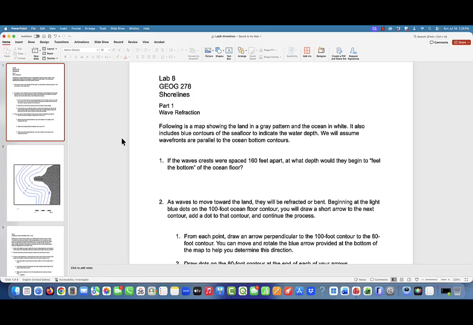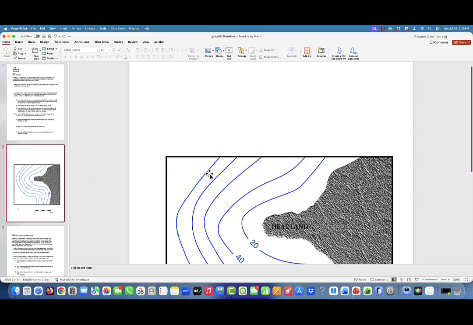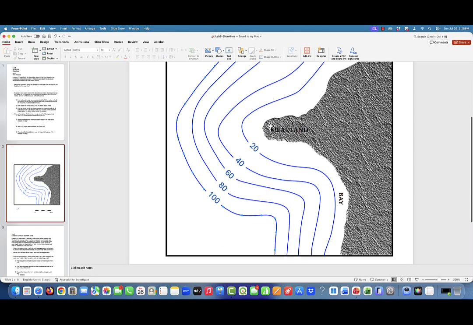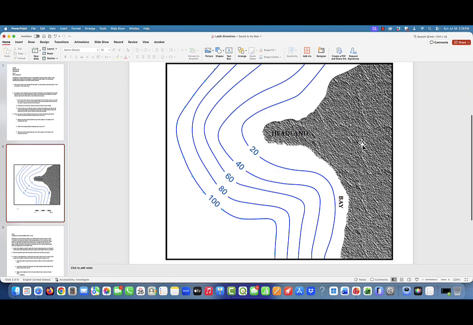Let's get started with part 1 of Lab 8. Here we're going to be talking about wave refraction, and we're going to be working with this map that shows a headland and a bay. This will be the land here, shown in this grayish pattern. And then in this whitish pattern would be where the ocean is.